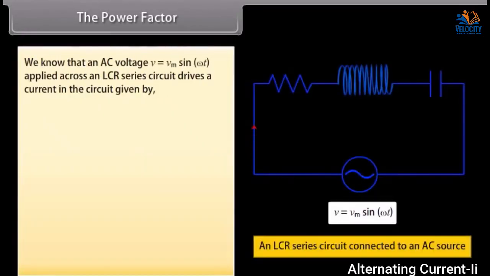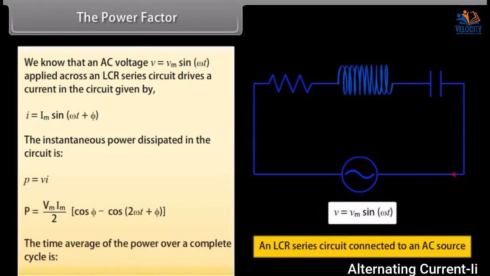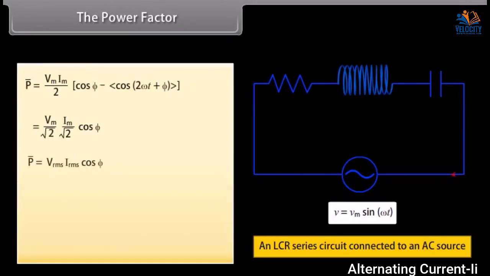The power factor. We know that an AC voltage V equal to Vm sin omega t applied across an LCR series circuit drives a current in the circuit given by Im sin omega t plus phi. The instantaneous power dissipated in the circuit is P equal to Vi. The time average of the power over a complete cycle is given by Vrms into Irms into cos phi.